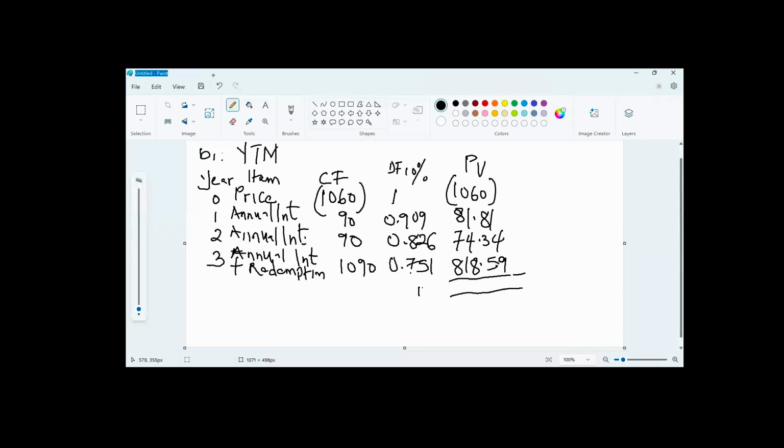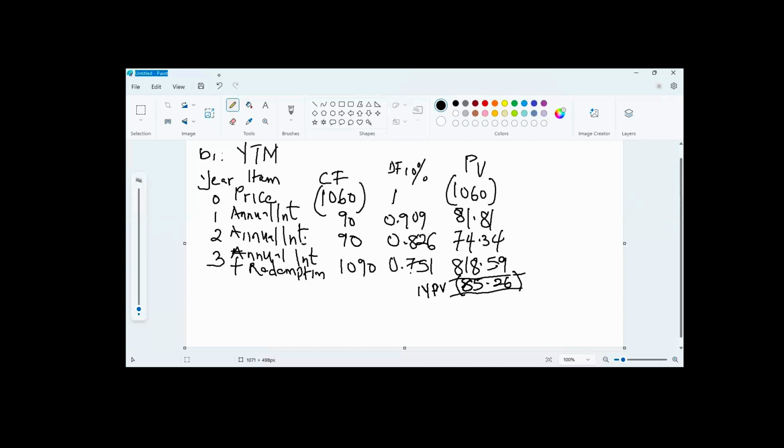What is the NPV, please? You have to deduct the 1,060. That's negative 85.26. At 10%, we have a negative NPV.